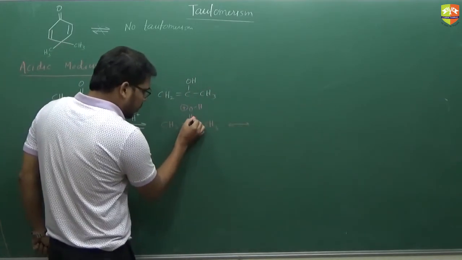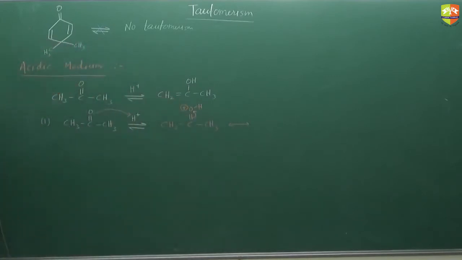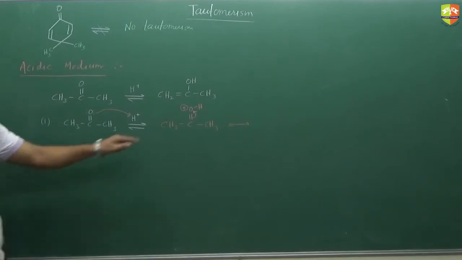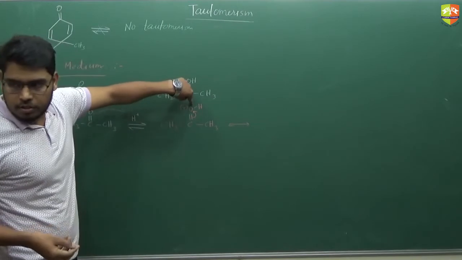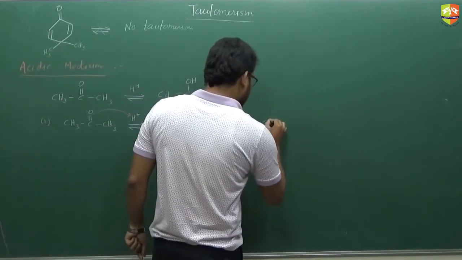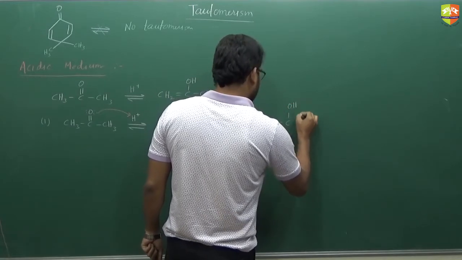Now, to stabilize this oxygen, what happens? This pair of electron lone pair shifts under this oxygen because oxygen is an electronegative element, right? And positive charge on oxygen is highly unstable. So this pi electron will stabilize this oxygen atom and this will shift onto this oxygen. So here we get CH3, COH, CH3.